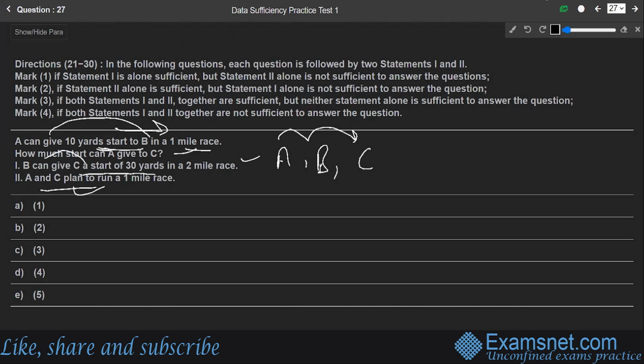Okay, the relative speed connection can be found out from statement number 1, and how long the race is, because for finding out the start we are supposed to know the speed connection also, and the length of the race also. It depends on both. So in the second statement, the length of the race is also provided. Okay, but in the first statement, the connection of their speed is provided. So yes, by combining these two pieces of information together, we can answer how much start A can give to C. So clearly, option number 3 is right, which says by combining both the statements, we can answer the question. So option C is right.